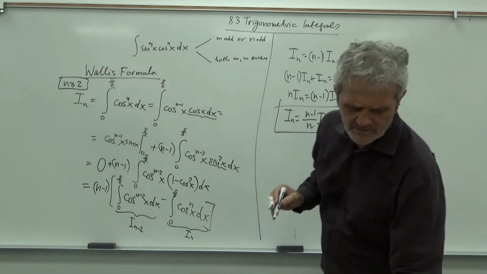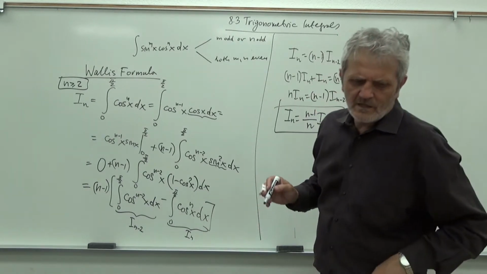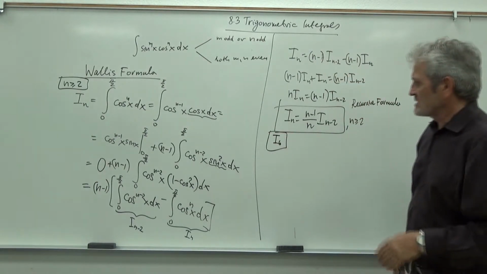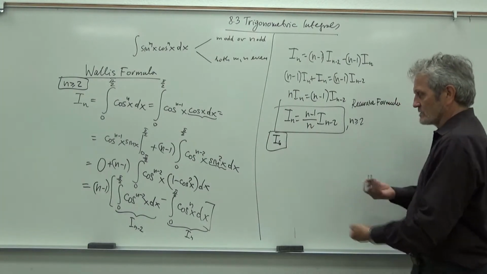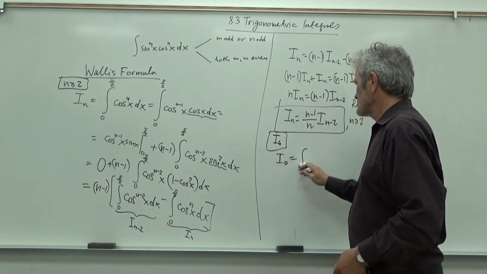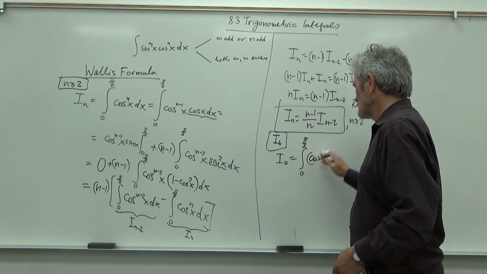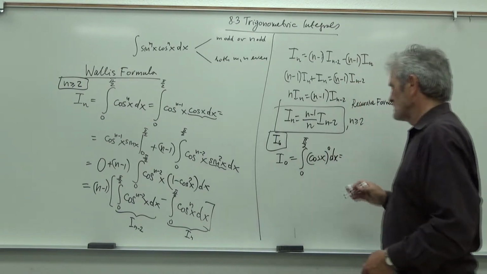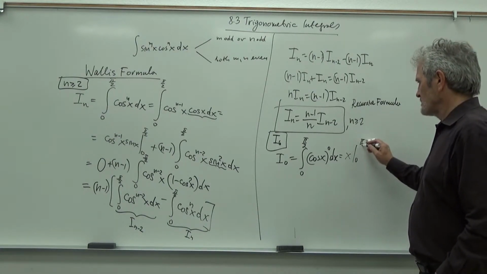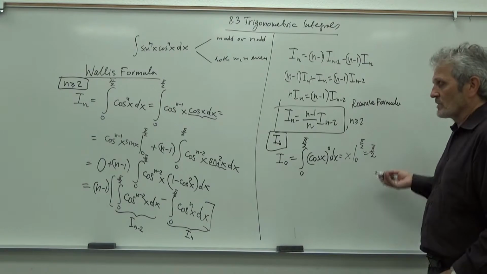So here is an example how it's being used. Let me calculate I6. So if I want I6, what do I do? Instead of trying from I6 and reducing, I actually go backwards. So I go from I0 first. I0 is the integral from 0 to pi over 2 of cosine x to the 0 dx. Cosine x to the 0 is just 1, and the integral of dx is just x between 0 and pi over 2, which is pi over 2. So I0 has to be calculated on its own or memorized.